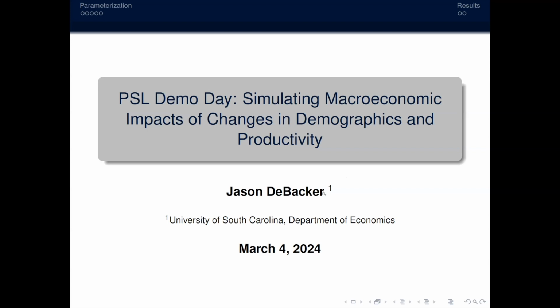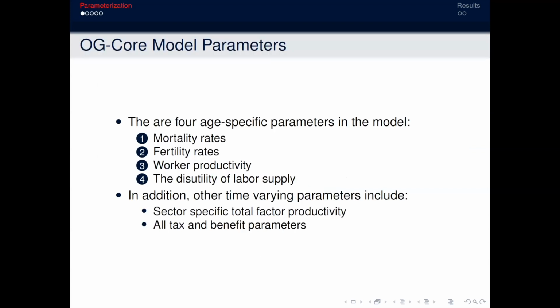All right, so I'm going to, again, focus on some recent changes to the OG core model. I'll share a link to that model in the YouTube video notes. In that model, there are 4 age-specific parameters that we now allow to be time varying. Those include mortality rates, fertility rates, worker productivity, and the disutility of labor supply that enters the household's utility function.